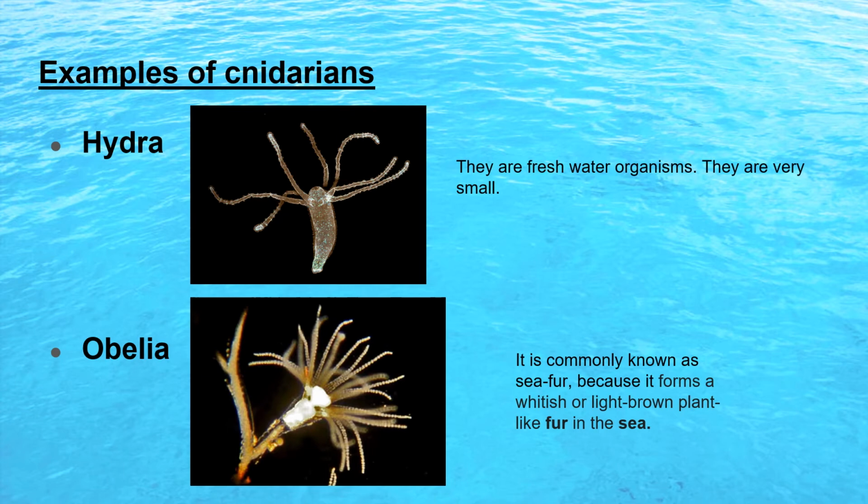Both Hydra and Obelia, as you can see in this picture, are examples of genera that are part of the phylum Cnidaria. And inside these genera, there will be many other species which will be very similar to these images I've attached here. Another example is Obelia. Obelia is commonly known as sea fir because it forms a whitish or light brown plant-like fur in the sea.